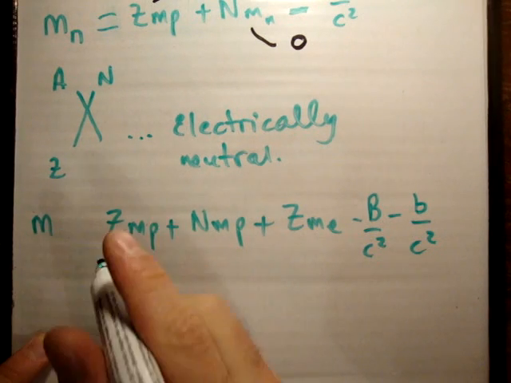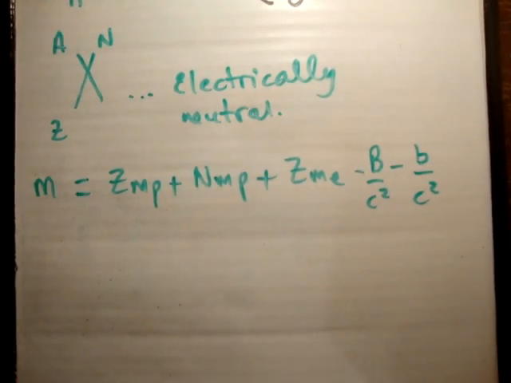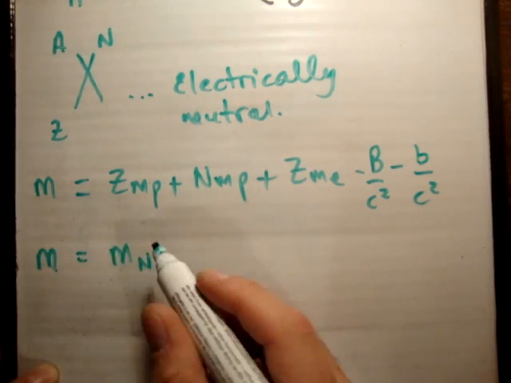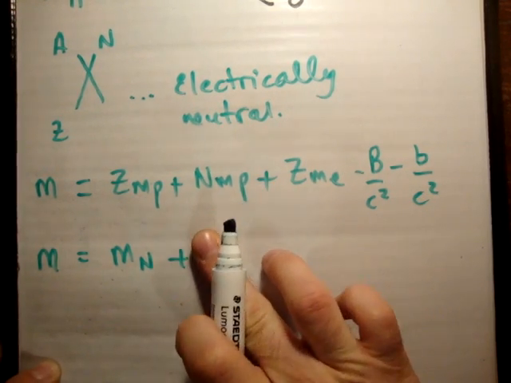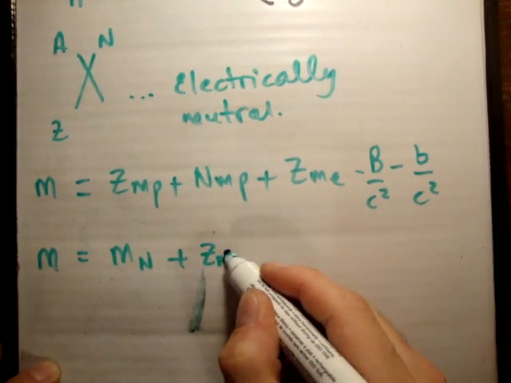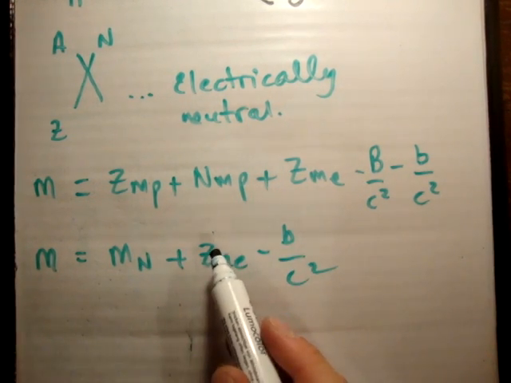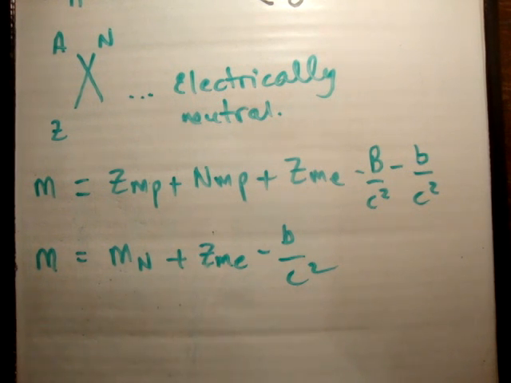And when you do that, you have the mass of the total atom. Another way of writing that is just that m is equal to m sub n, the mass of the nucleus, plus Z times m sub e, minus b over c squared. So this Z times m sub e is the mass of the electrons, and we need to correct for this mass being converted into energy in order to keep the atom together.